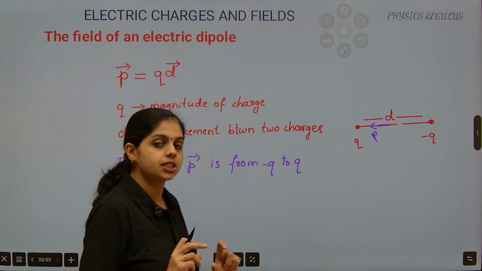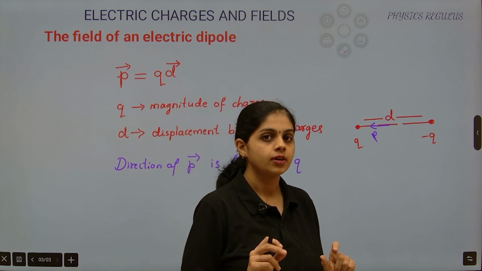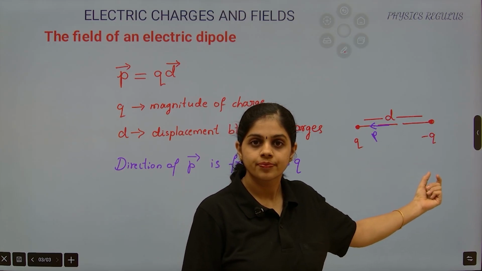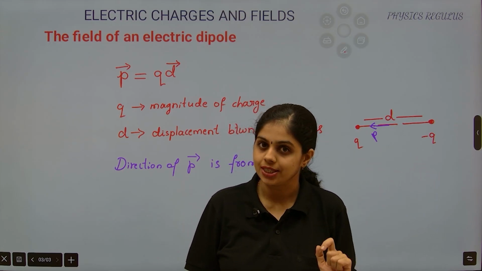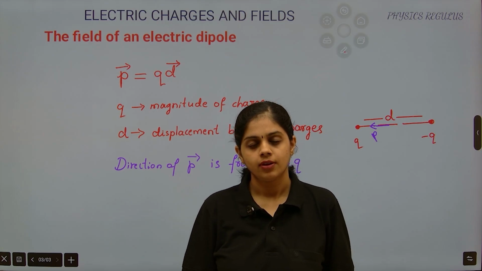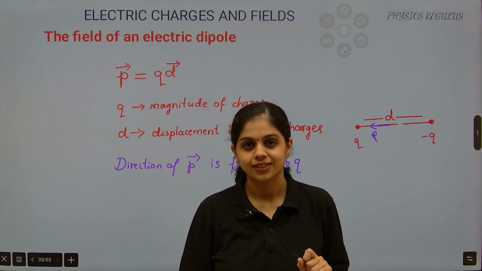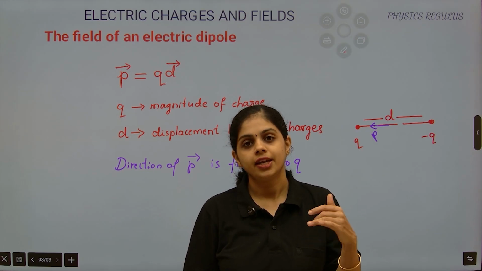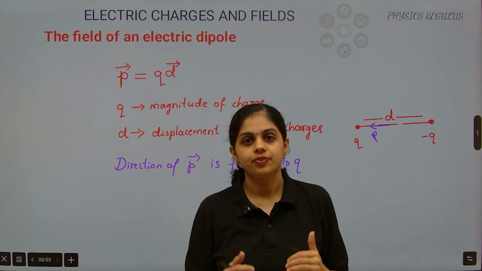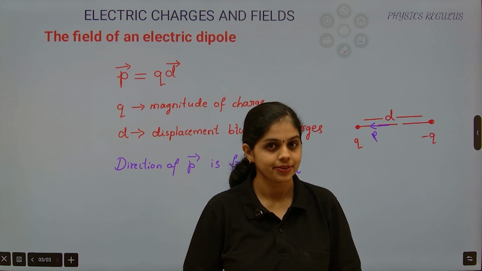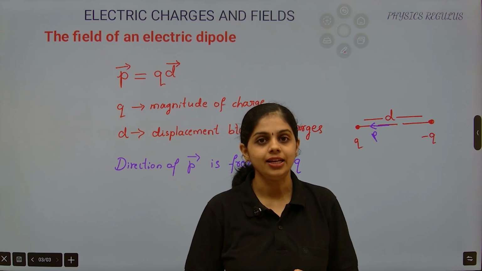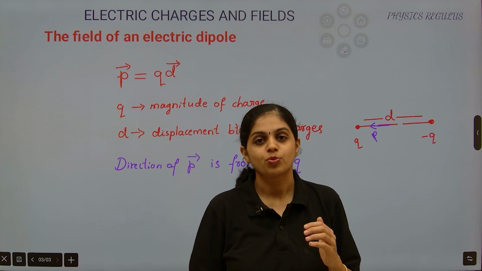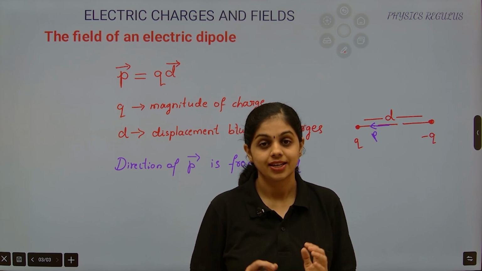What is the net charge of the dipole? Since the dipole consists of equal and opposite charges, the net charge of the dipole is 0. Then what about the electric field due to the dipole? We think that when the net charge is 0, the electric field also must be 0, right? But it is not like that. Even though the net charge of the dipole is 0, it produces an electric field. Let us see how.